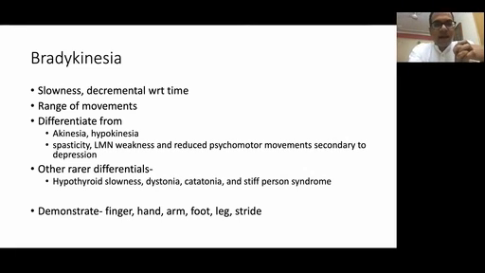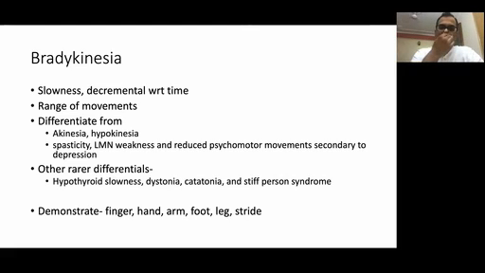Now, in Parkinson's disease, the crux of the problem is bradykinesia. It's not tremor. Although tremor is the thing that we most commonly associate with Parkinson's disease, it is not the predominant problem. The hallmark is bradykinesia, and when it comes to diagnosis, bradykinesia has more importance than tremor. Bradykinesia is slowness in layman's terms. To be a little more technical, it is decremental movements with respect to time, so the range of movements keeps on slowing down.